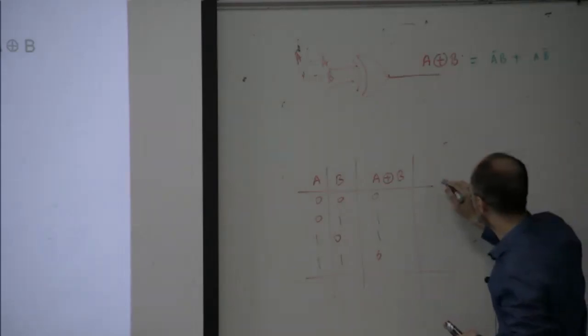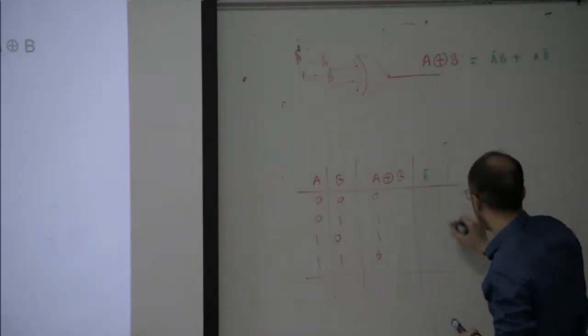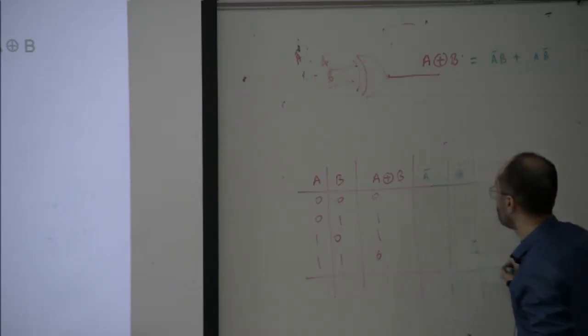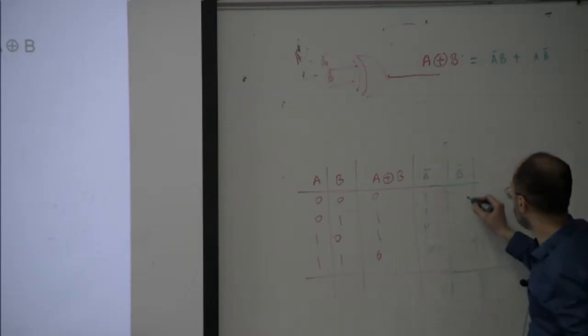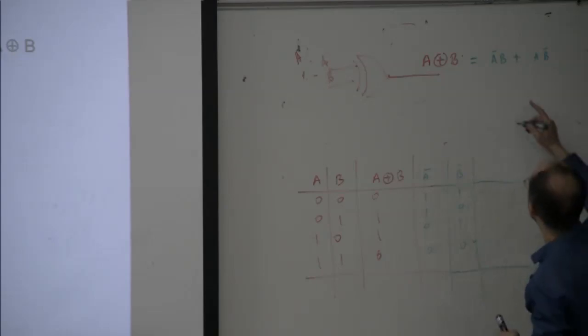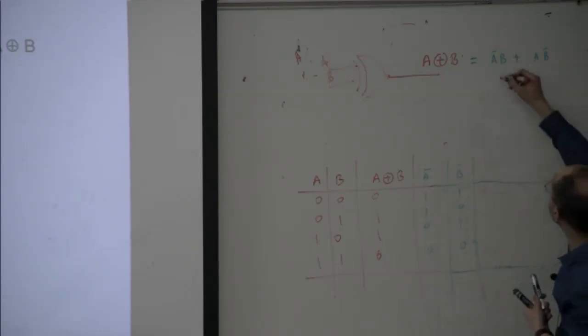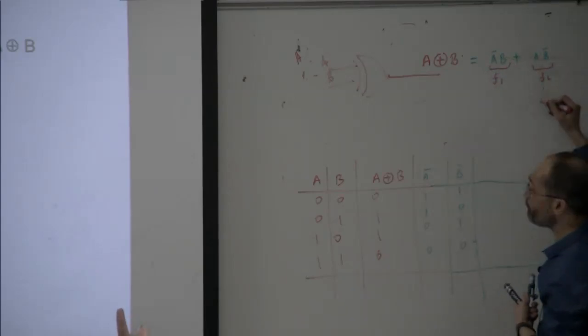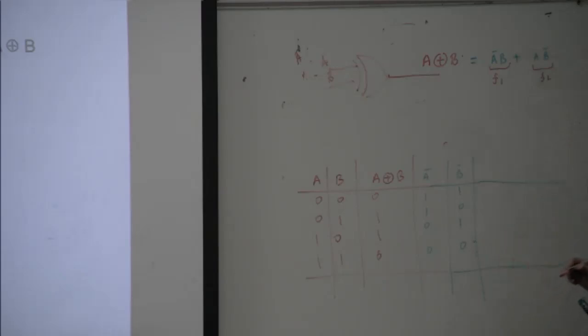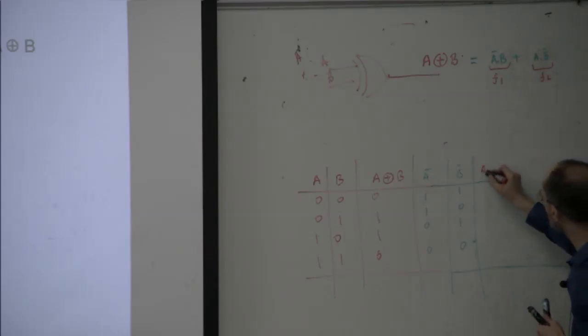Now what is A bar and what is B bar? What is the value of A bar? A bar is 1 1 0 0. What is the value of B bar? 1 0 1 0. Now we want to compute. Can we say this one is F1, this one is F2? This is A bar B and A B bar. We want to compute A bar B, which is F1.